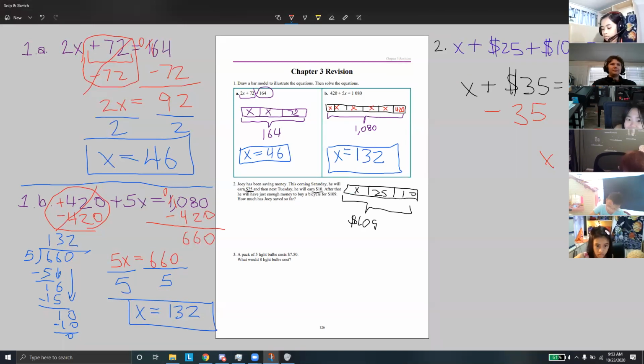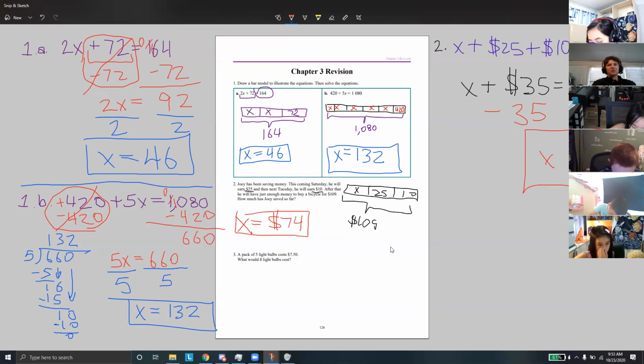You mistook 25 for 30. He added 25 plus 10, which equals 35. Oh, sorry, I forgot. That's all right. Okay, so we have X equals $74. And then I would prefer you guys to write out the answer if you were doing a written test. Okay, last example.